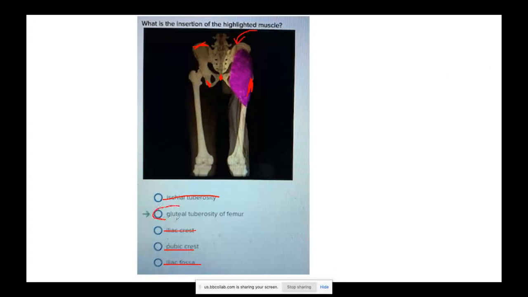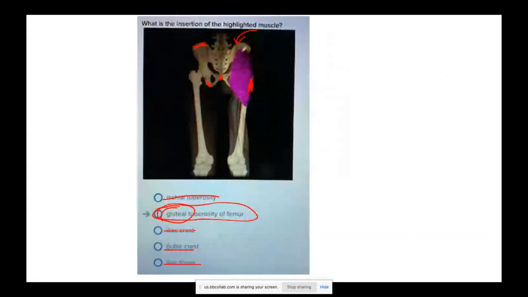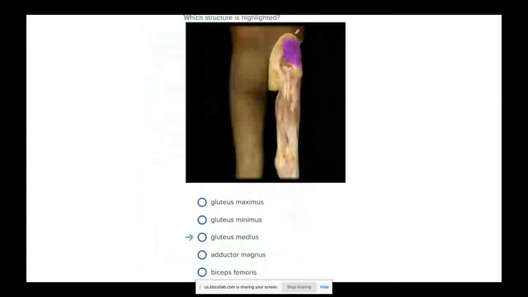So the best answer is going to be the gluteal tuberosity of the femur, and that's where the gluteus maximus will insert. And that's a hip extensor. It's a major hip extensor. Now, when we take this muscle, the gluteus maximus, and we remove it and cut it, we can see the gluteus medius, which is deep to it. Okay, that one's going to insert on the greater trochanter, but that's the gluteus medius.